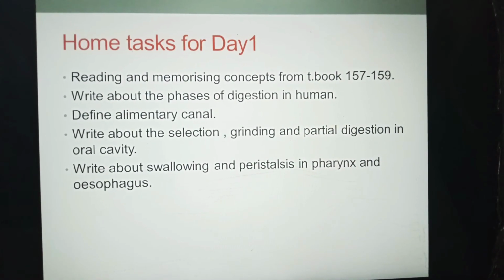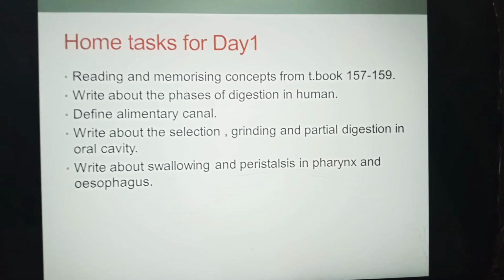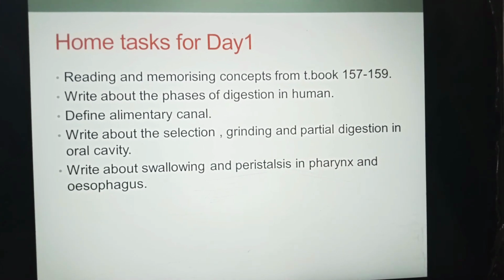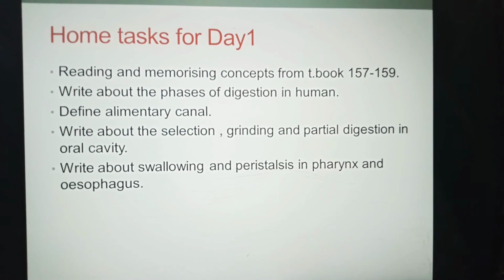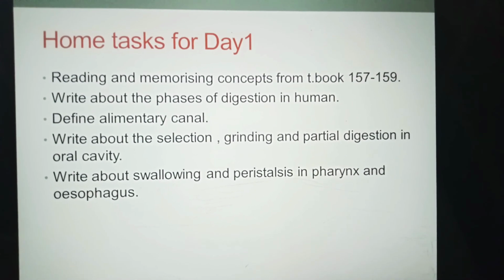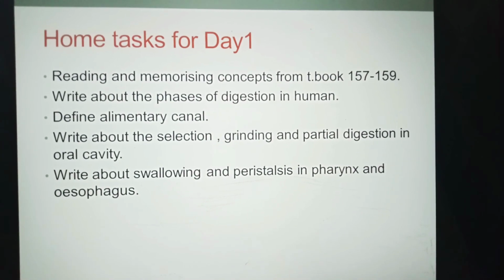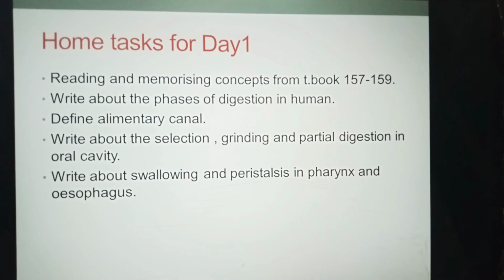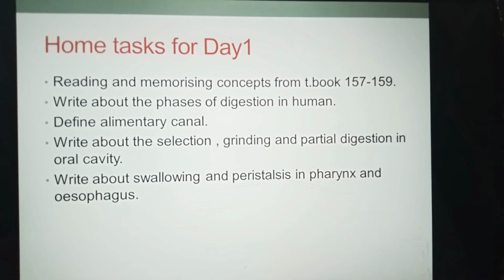Now it's time to discuss the home tasks for day 1. You have to read and memorize the concepts from textbook pages 157 to 159. You have to write about the phases of digestion in humans. You have to define the alimentary canal, write about the selection, grinding and partial digestion in the oral cavity, and write about swallowing and peristalsis in the pharynx and esophagus.